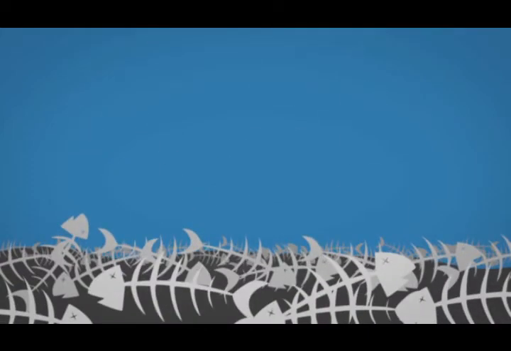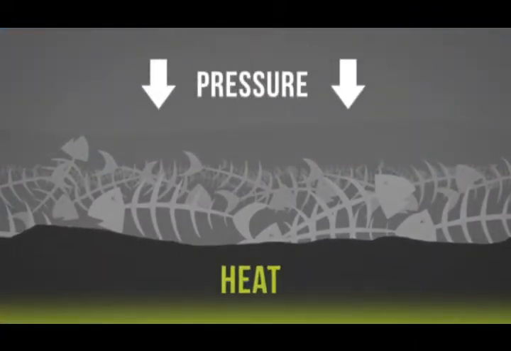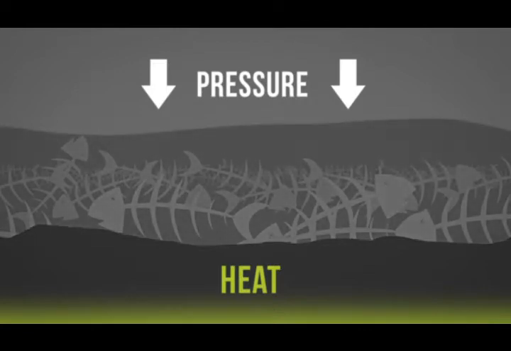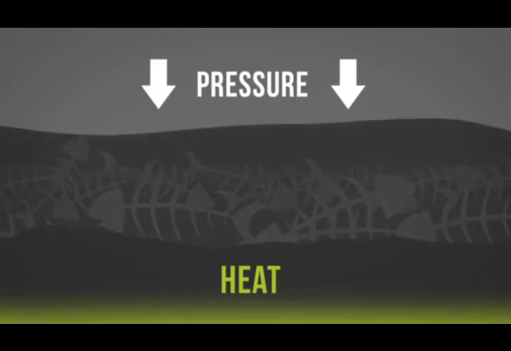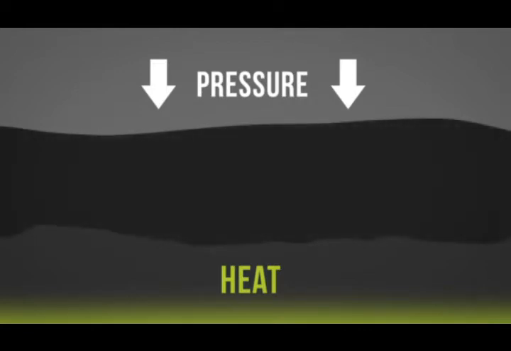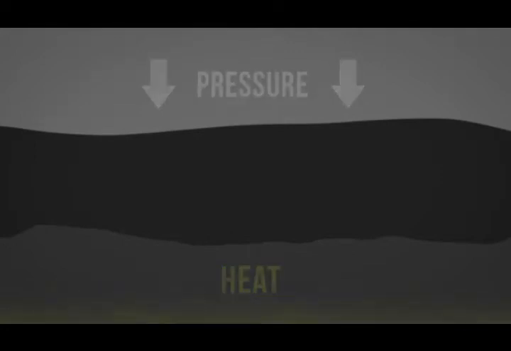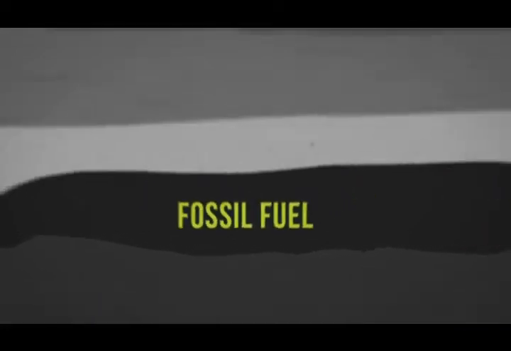Today's oil deposits were formed millions of years ago when dead marine organisms sank to the bottom of the ocean bed and were buried under deposits of sedimentary rock. After subjection to intense heat and pressure, these organisms underwent a transformation process by which they were converted to oil over millions of years. This is why you may have heard oil referred to as a fossil fuel.